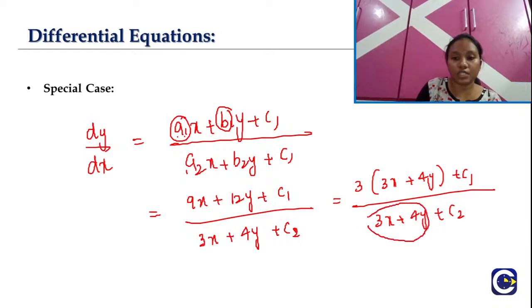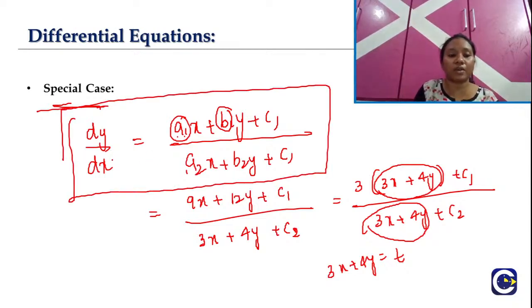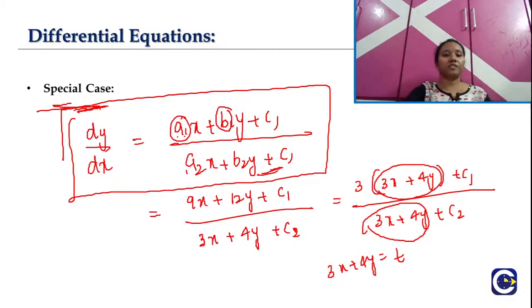Now if we observe, this term and this term will be the same thing. So instead of going by our previous method, here we can assume this 3x plus 4y to be some t and proceed with the further methodology. Right. So this is the special case of the differential equation of format dy by dx equal to a1x plus b1y plus c1 divided by a2x plus b2y plus c2. So this is a special case here. Now we have seen our method of solving a differential equation of the format dy by dx equal to a1x plus b1y plus c1 divided by a2x plus b2y plus c2.